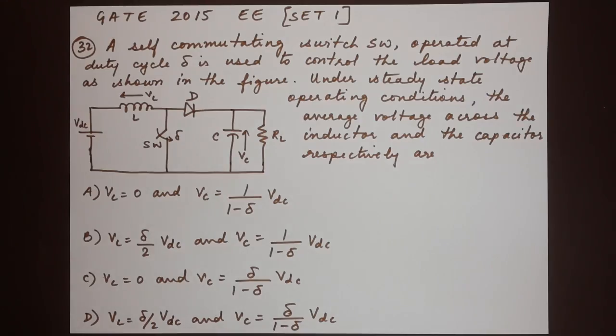Here's the next question, number 32. A self-commutating switch SW operated at duty cycle delta is used to control the load voltage as shown in the figure. Under steady state operating conditions, the average voltage across the inductor and the capacitor respectively are. So we have our four options given to us.